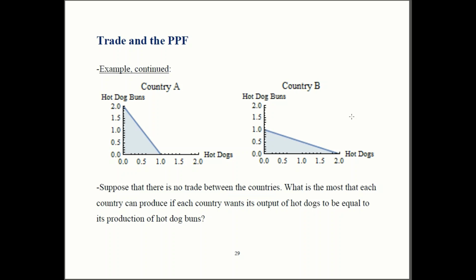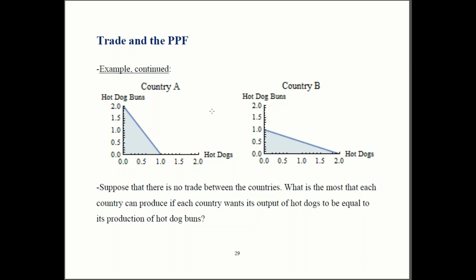Here's how I'll do that. First we'll assume there's no trade. For obvious reasons, each country wants to have the same number of hot dogs as hot dog buns. Having two buns without any hot dogs doesn't make a whole lot of sense. So they want to have an equal number of hot dogs and hot dog buns, and they can't trade. So go ahead and do some math and try to figure out how much each country could produce if they can't trade and they have to have the same number of hot dogs and hot dog buns in each country.